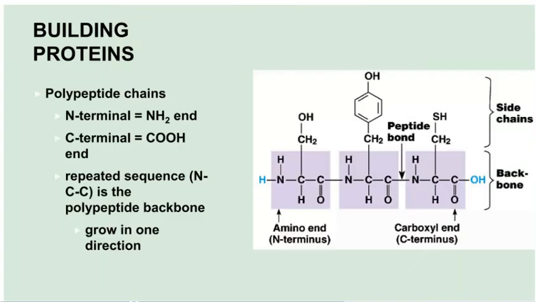Now building protein, you know polypeptide chain, N-terminal NH2, C-terminal COOH, repeated sequence N-C-C is the polypeptide backbone, grows in one direction. Look at here, side chain, backbone, peptide bond, carboxyl end and C-terminal, amino N-terminal.